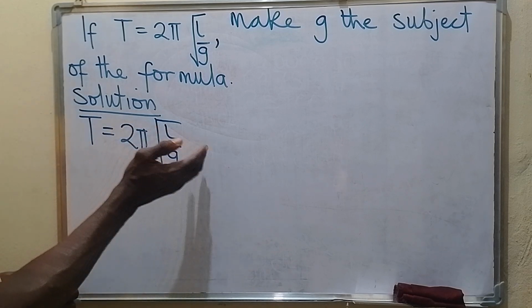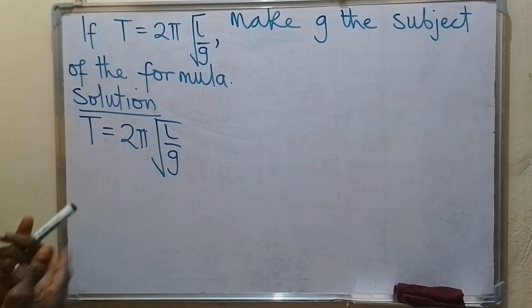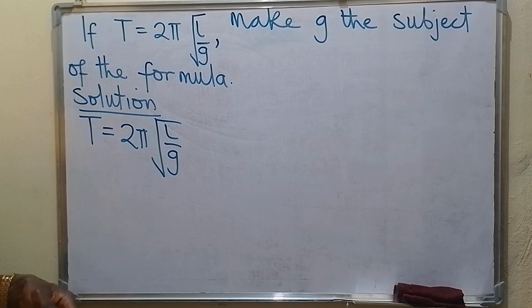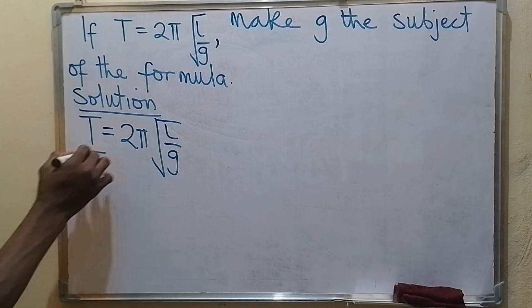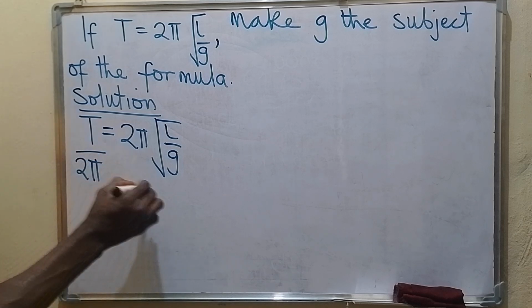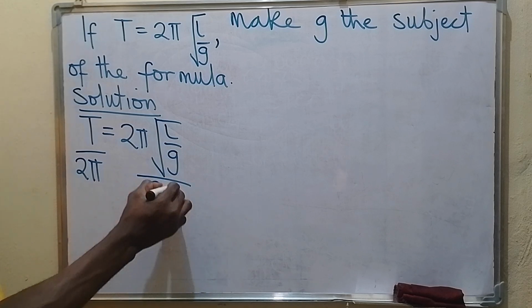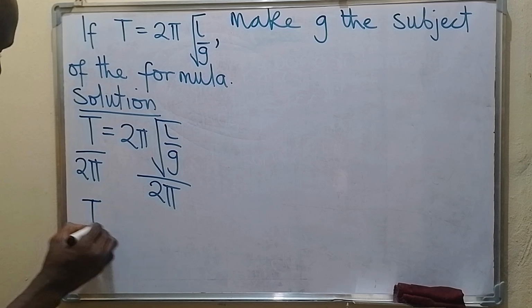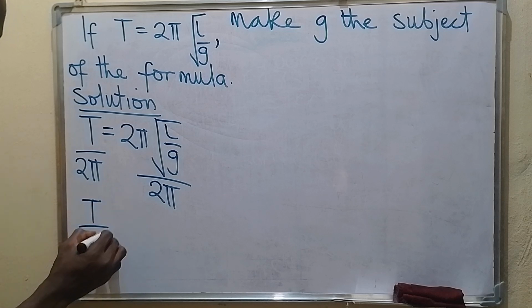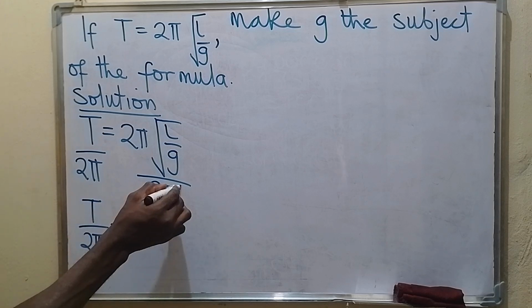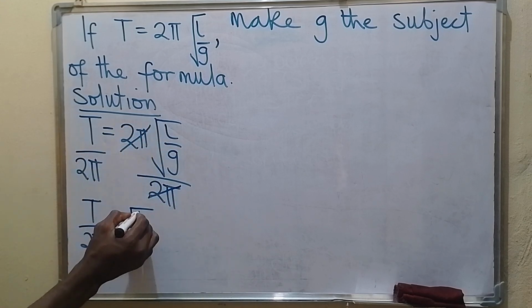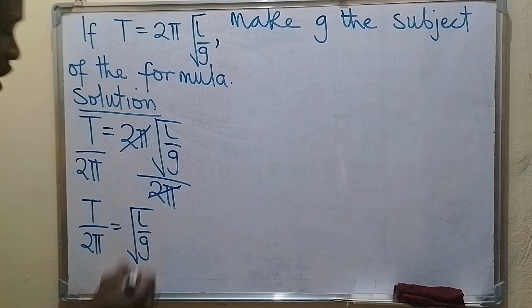Like 2 pi now, use multiplication attached to this place. Wetin we go do to remove am? We go divide both sides by 2 pi. So I will divide both sides by 2 pi here. So I can get t over 2 pi equal to this 2 pi, we cancel this 2 pi. So what will remain for us now? Na the square root of L over G.